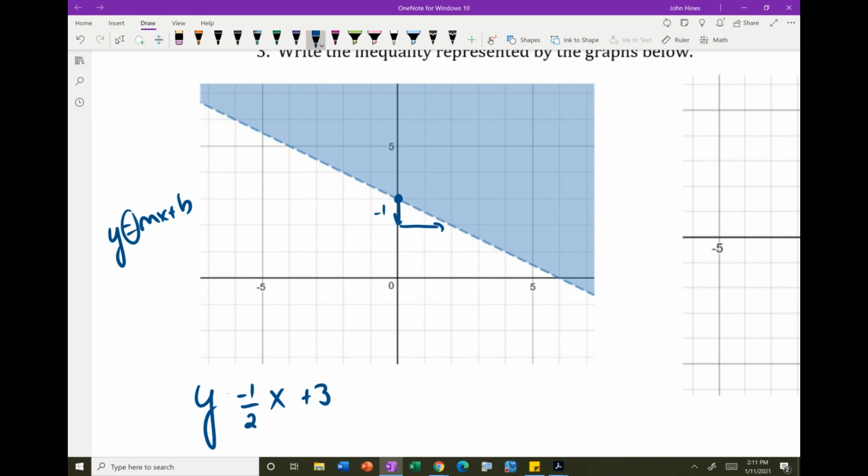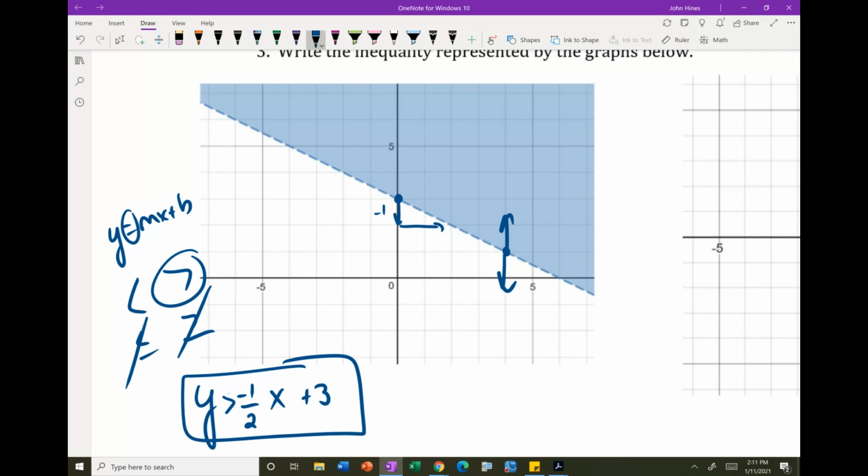That's if it was a line, but now I need to decide what goes there. Well, it's not equal to, right? Of my options here, I'm getting rid of those equal to ones because of the dashed. And now do I shade up or down? Well, I shade up, so y is greater than. This is a greater than inequality because I'm shading up. So we can work backwards. Given a picture, we can find an algebraic representation of the inequality.